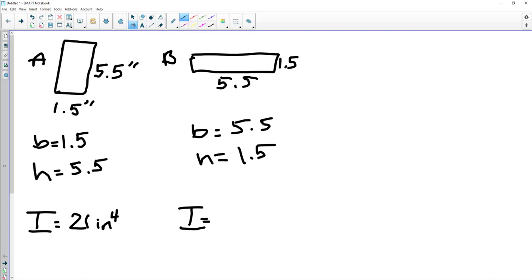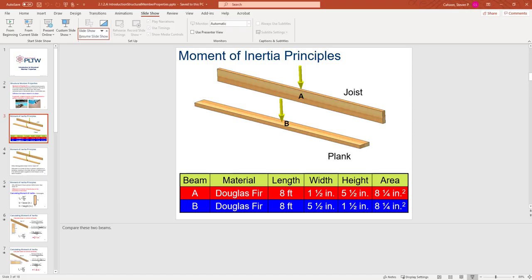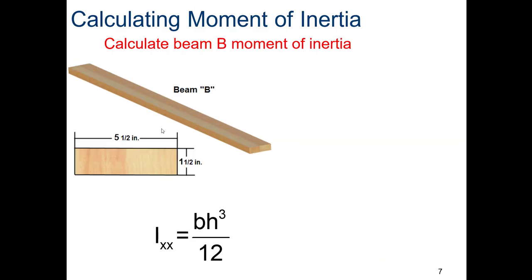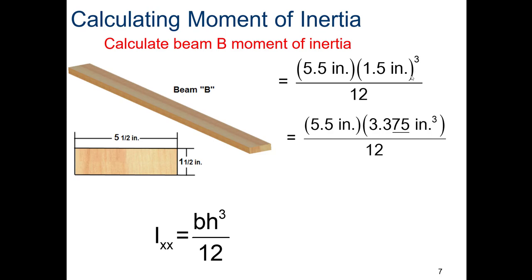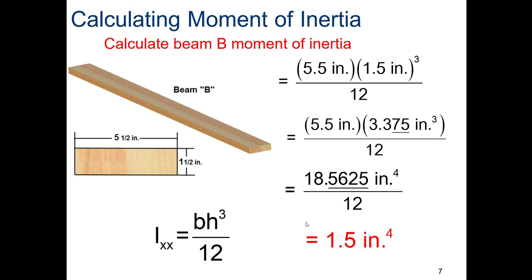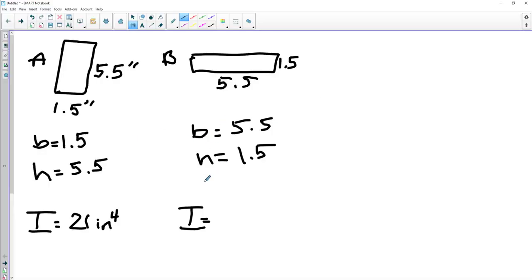And if we go back to the other one, we can see, so this is beam B, right? It has a base of 5.5 inches, a height of 1.5 inches. So 5.5 inches, the height, we're going to cube. So 1.5 cubed is 3.375 times 5.5 divided by 12 equals about 18.5 divided by 12, which equals about 1.5 inches to the 4th. Okay, so this was 1.5 inches to the 4th.